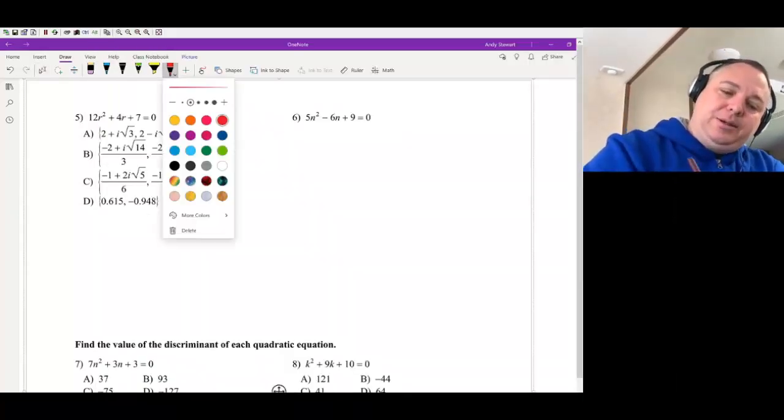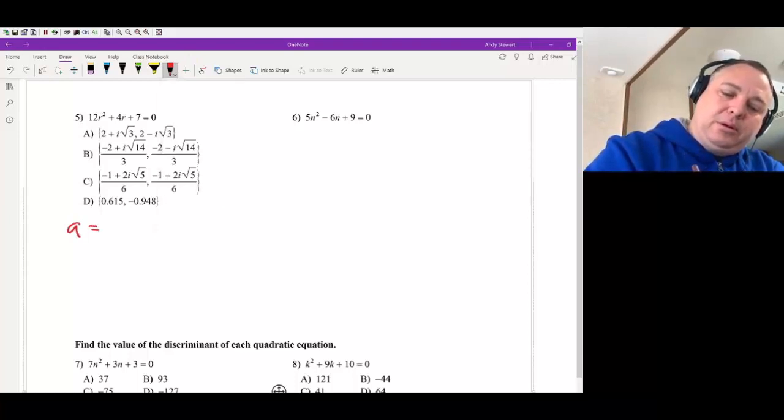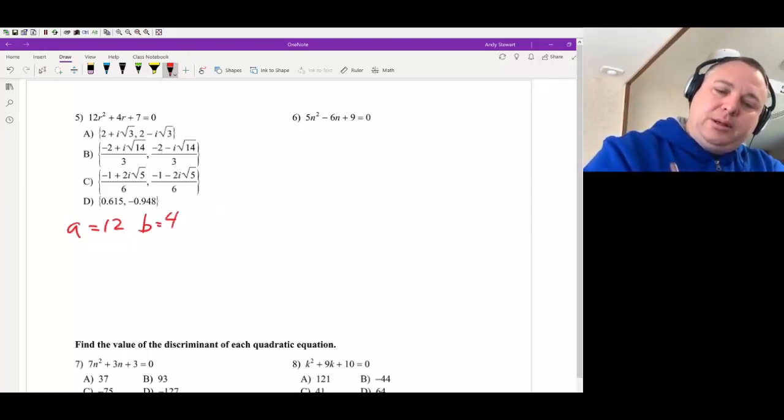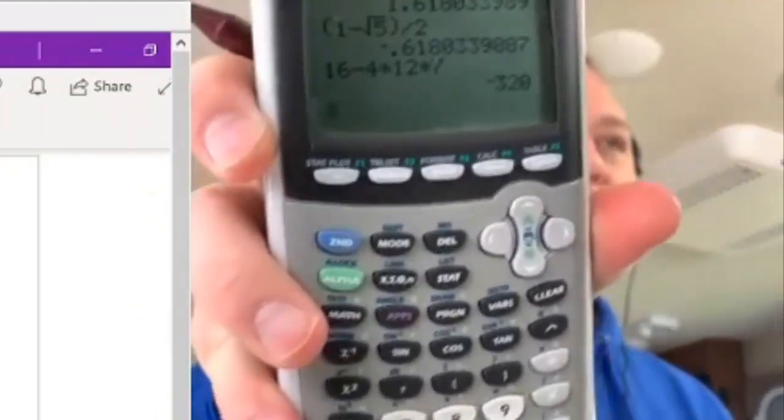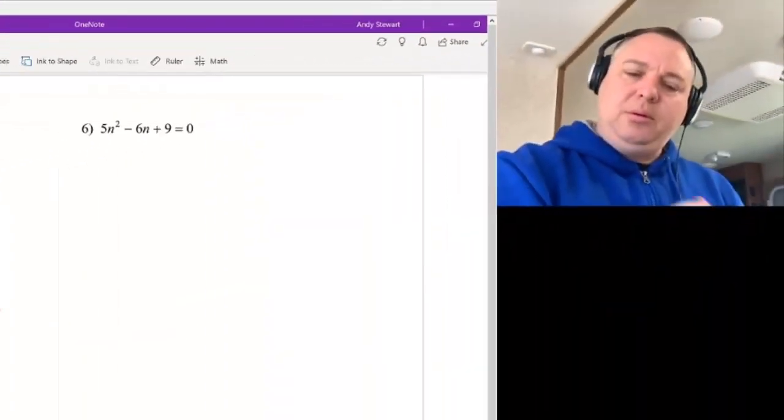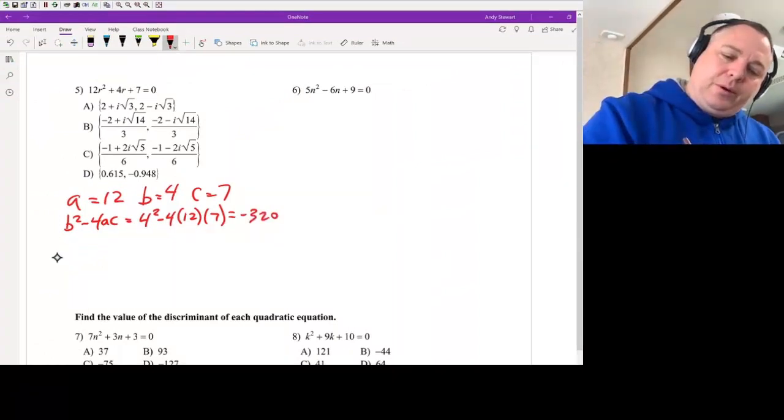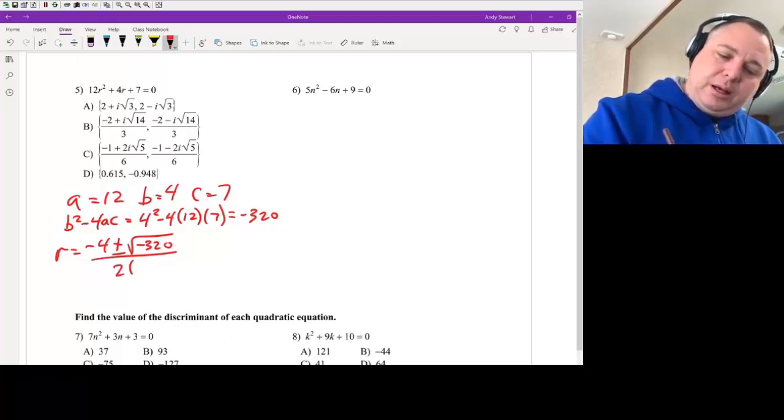Okay, let's do it. A is 12. B is 4. C is 7. B squared minus 4AC is 4 squared minus 4 times 12 times 7. Okay, negative 320. We go to our formula. Negative b plus or minus the square root of negative 320 over 2, and a is 12.